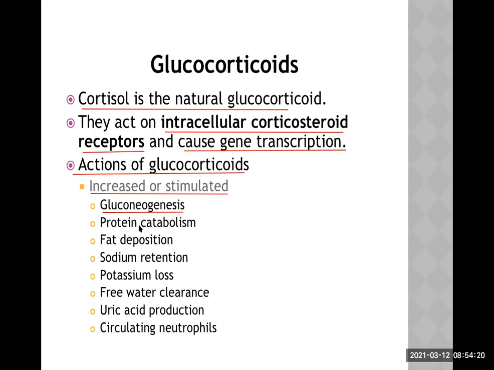Very easy. Protein catabolism is increased. That's why there is weakness of the muscle if cortisol is excessive in the blood. Like in Cushing syndrome, there is excessive cortisol. As a result of that, the person will have muscle weakness. This is the way of correlation. Fat deposition. Now, this fat deposition is a very interesting one. This is called central adiposity. See that? Let me write that term here. Central adiposity.